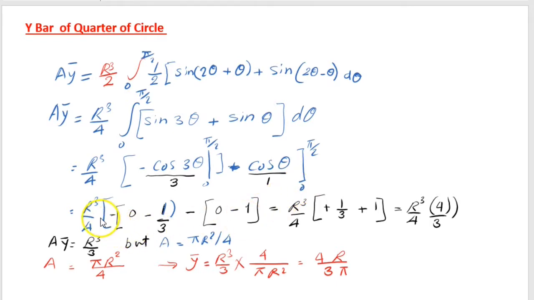So we have r cubed over 4 multiplied by the parenthesis, 1 over 3 plus 1, which is 4 over 3, multiplied by r to the power of 3 divided by 4. We get our expression A y bar equals r cubed over 3, because this 4 will go with the 4.